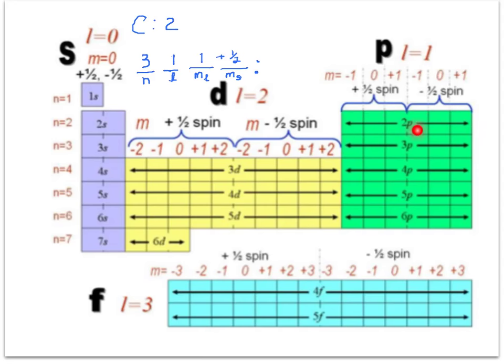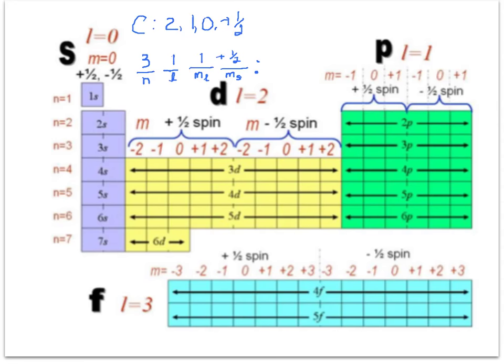We know it's in the P block. So the L value is going to be 1. We need to find its magnetic quantum number. Okay, so it's here. So it is 0. That's our magnetic quantum number here, 0. Now we need to find our magnetic spin number. It's just in the first 3 in the P block, so it's the first electron added to the orbital. It's going to have a positive spin number. So that's positive 1/2. So this is how we do this.